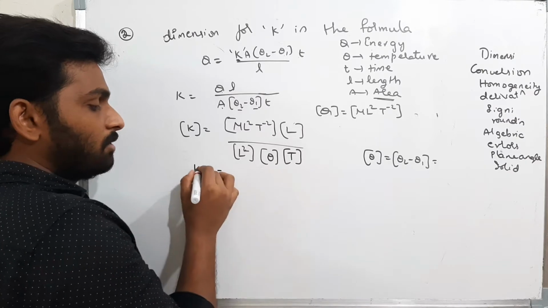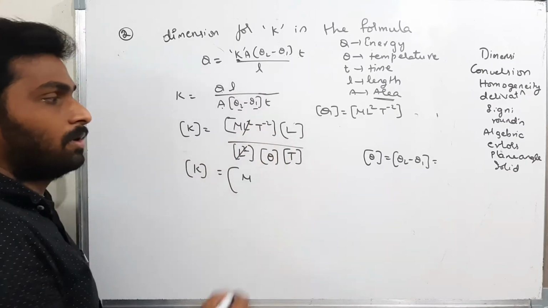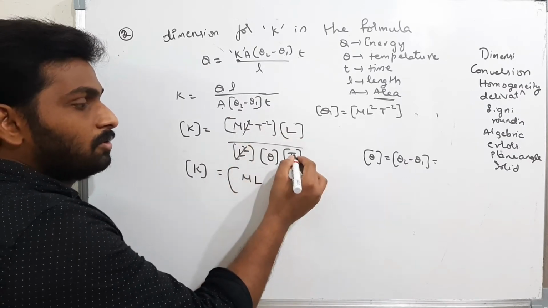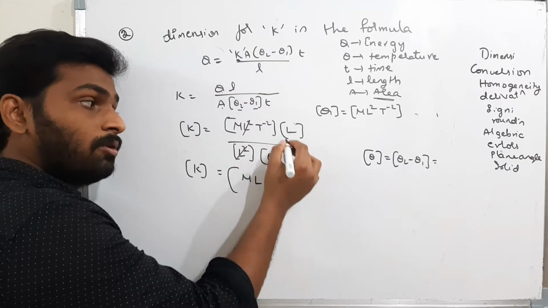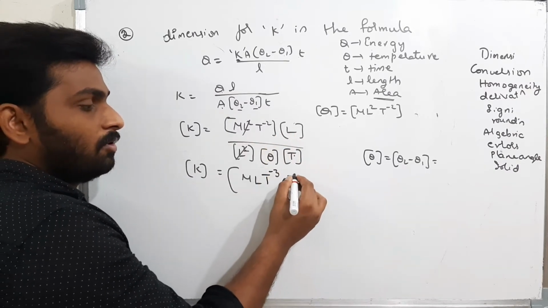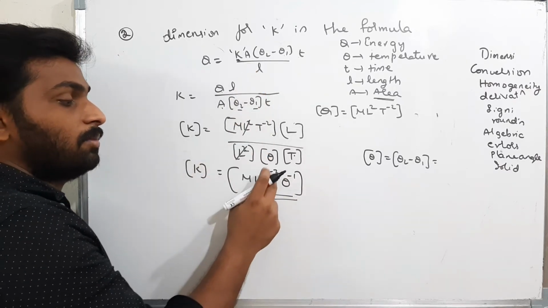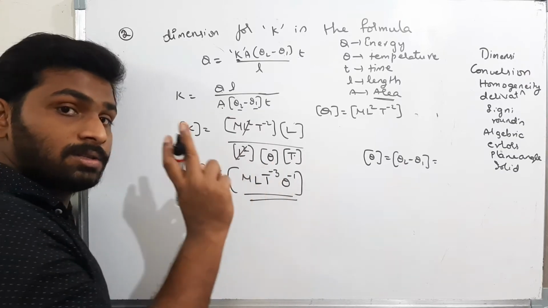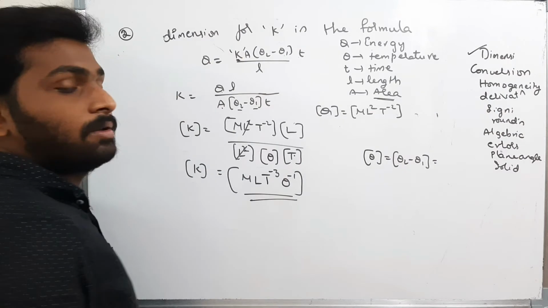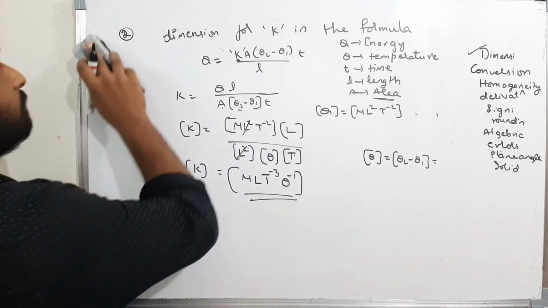Now solve it. What is the dimension formula for K? M L square cancels off with L square. Therefore, M into L, T power minus 2 T. When this T goes to the numerator, it becomes minus 1. Therefore, T power minus 3 and theta power minus 1. The dimension formula for K in this formula is M L T power minus 3 theta power minus 1. Okay, dimensionality we completed. Next you will see one problem in conversion of units. Okay, now see here.